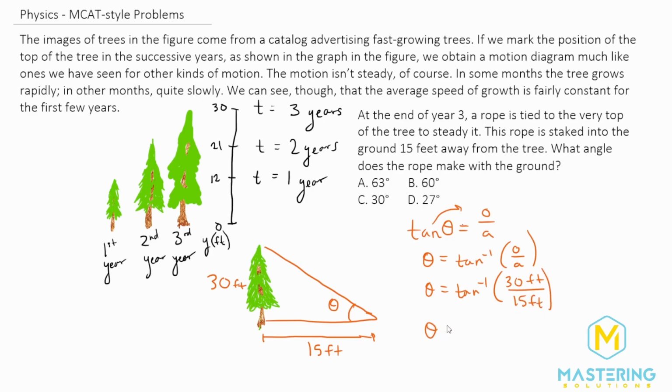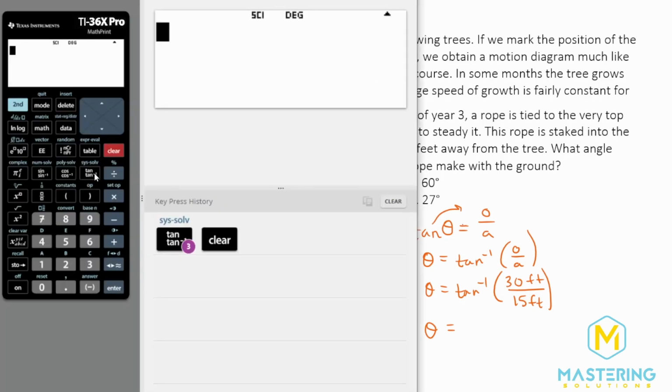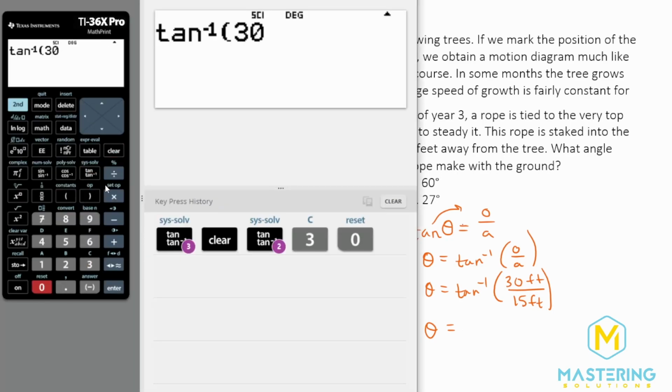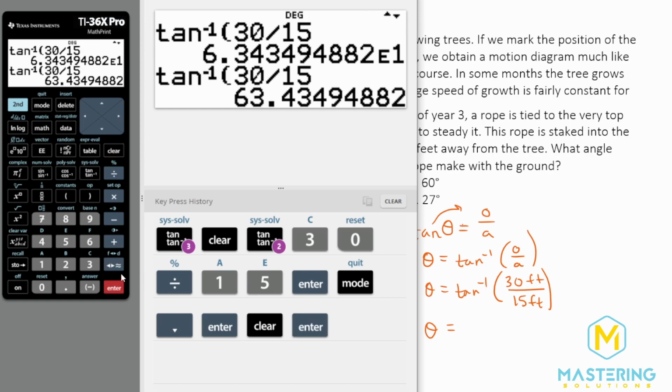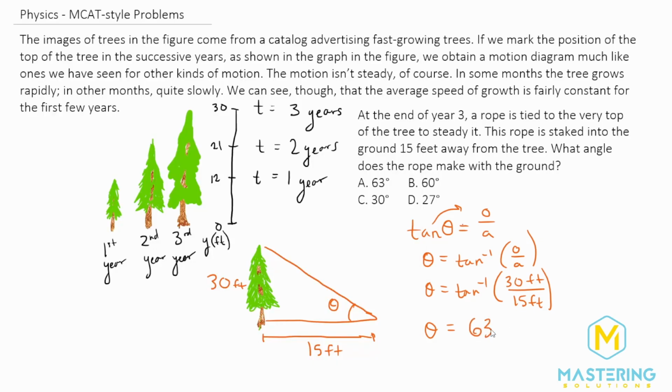And so theta, let's plug this in. Inverse tangent of 30 divided by 15. I was in scientific notation still from the previous part of the question, so I changed it back to normal, and that gives us 63.43. So rounding down should be 63 degrees. And then if we come up to our answer here, again, A, first one. So the answer is it makes an angle of 63 degrees with the ground.